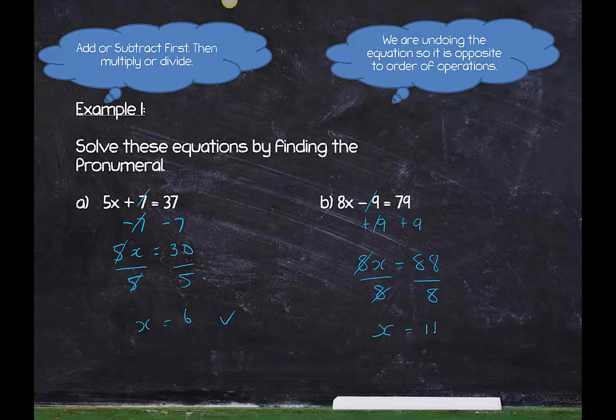Now, you're not always going to end up with whole numbers. So don't worry if you have a fraction or a decimal. It's not always going to be whole numbers. So let's check it. 8 times 11 gives us 88. Take away 9 is 79. That is correct.